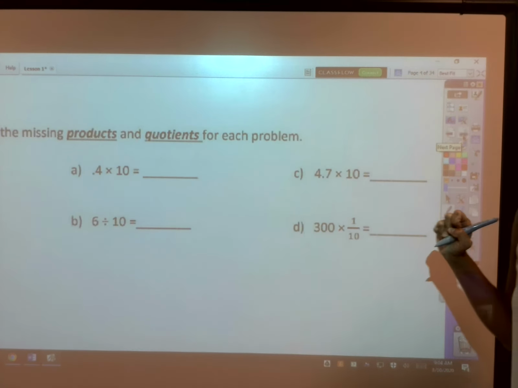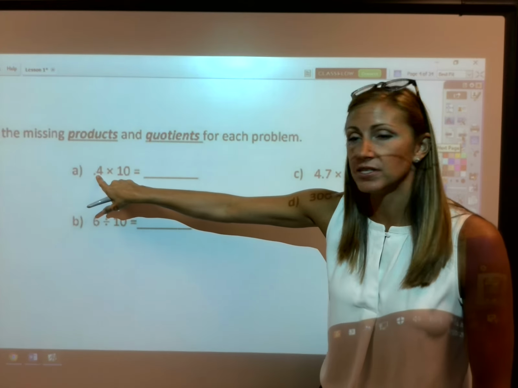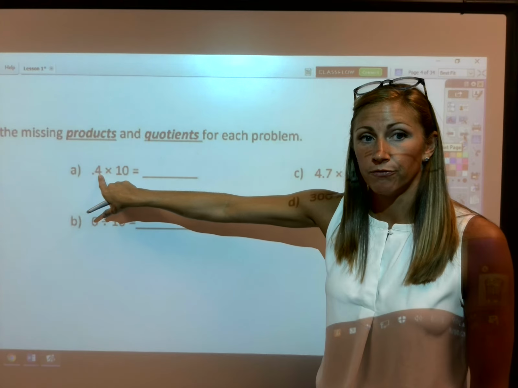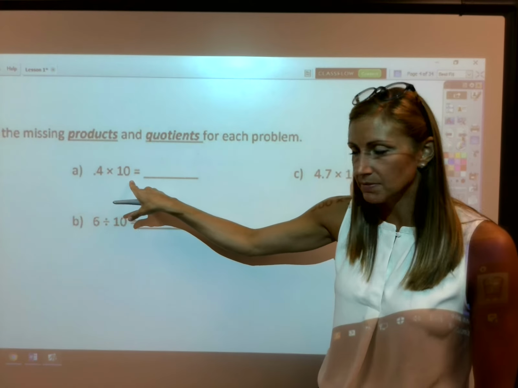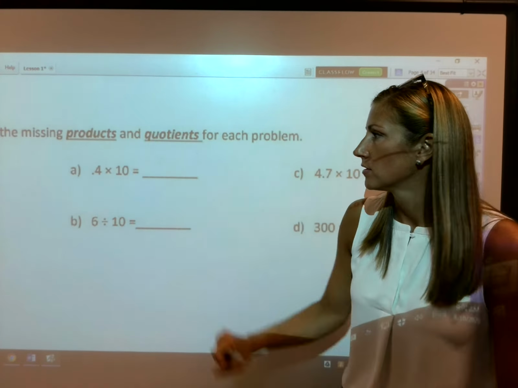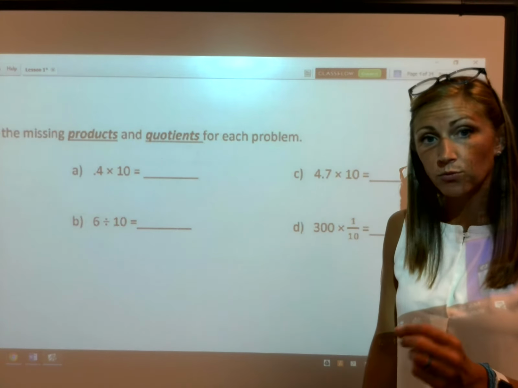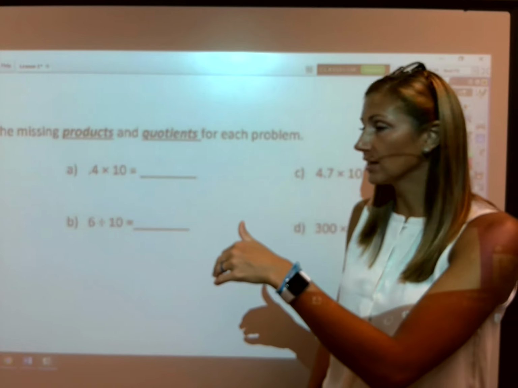So let's put this into practice. We're working with just single digits here. What is this value? What is this amount? 4 tenths. Good. So if I take 4 tenths and I times it by 10, where's that 4 going to end up being? So times 10, which way does it move? Times 10 is to the left.